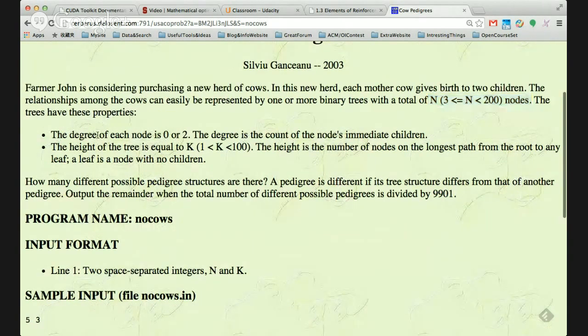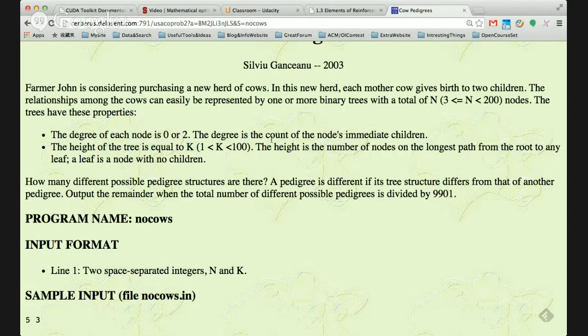The degree of each node is 0 or 2. So either you have kids or no. If you have kids, you have two kids, or you don't have anyone. The degree is counted from the node's immediate children. That means if you have children, you have two. Otherwise, you have none.